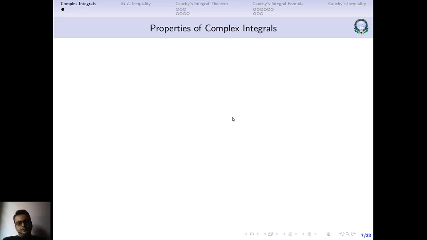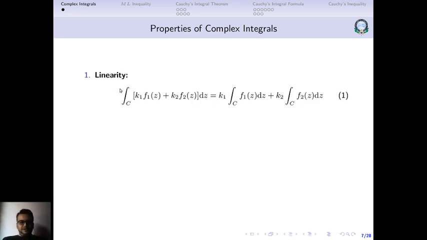Now, properties of complex integrals. First property is linearity. Suppose I am having two functions f1 and f2, and these two functions are multiplied by two constants k1 and k2. Remember, k1 and k2 here could be complex numbers, they need not be real numbers. Then this is equal to, you could just split them up like this, the constant k1 multiplied with the first integral plus constant k2 multiplied with the second integral. This is the linearity property.